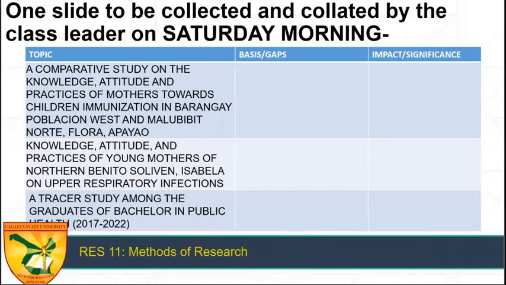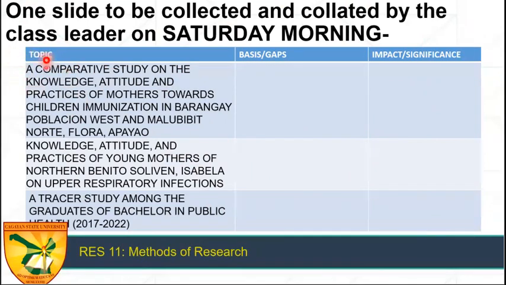prepare one slide only to be collected and collated by the class leader. So, sa GC na lang natin kung sinong class leader natin on Saturday morning. He will be collating everything. It's good if meron kayong template na agad so that uniform lahat per group ang template. So, it's just one slide like this. May 3 rows tayo, 3 rows and 3 columns.